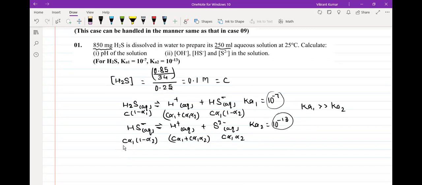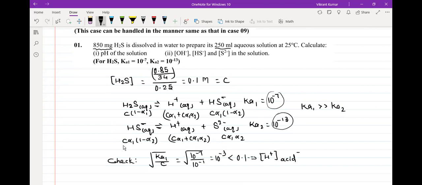Now I had said that we will check. So the checkpoint was, we'll always check under root K1 upon C, how much is coming. If you see, that is coming 10 raised to minus 7 upon 10 raised to minus 1. This is 10 raised to minus 3, which is less than 0.1. And that's why we can say H plus from acid can be considered as under root K1 into C. And that will be coming 10 raised to minus 4, which is greater than 10 raised to minus 6. Therefore the H plus from water can be ignored. So if I have to find out the pH, I'll directly take minus log of 10 raised to minus 4, and that's why we'll say 4 will be the answer.